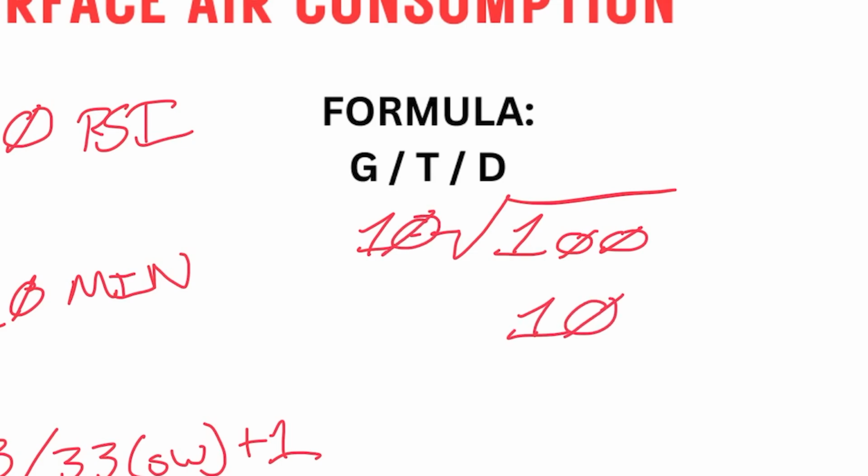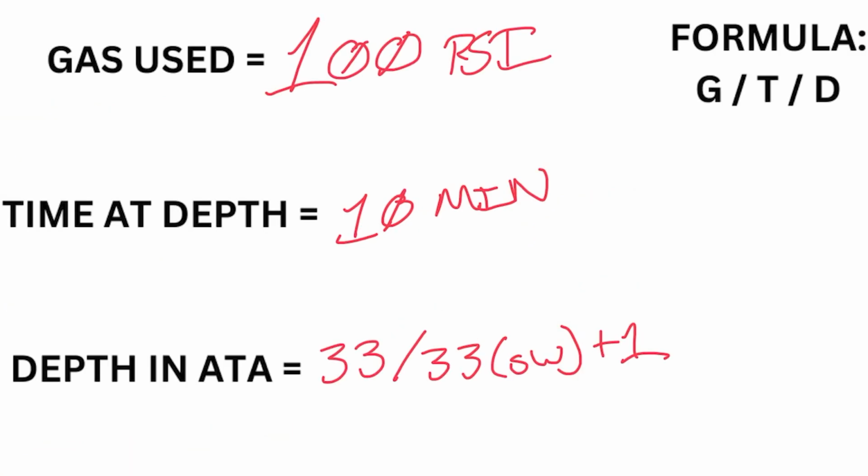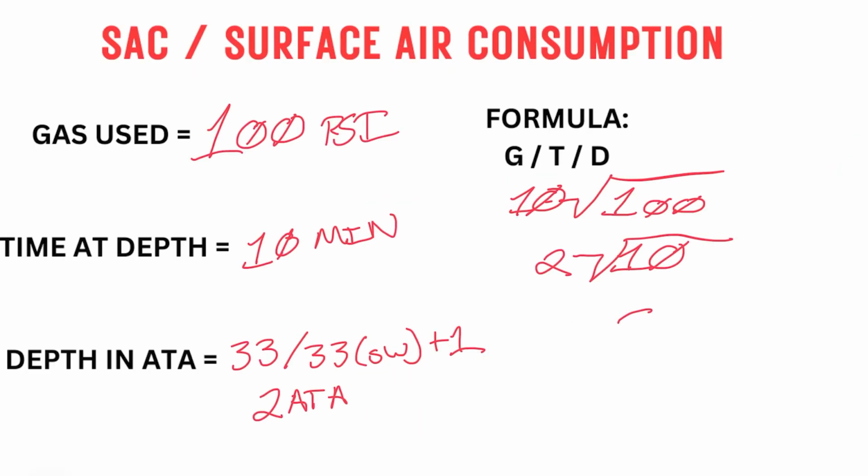Now all we need to do is figure out our ATA. Our depth was 33 feet in salt water, so we're going to divide 33 by 33, which equals 1. But we have to add 1 for the pressure of the atmosphere at the surface, which equals 2. So we divide 10 by 2, and that gives us a SAC rate of 5.